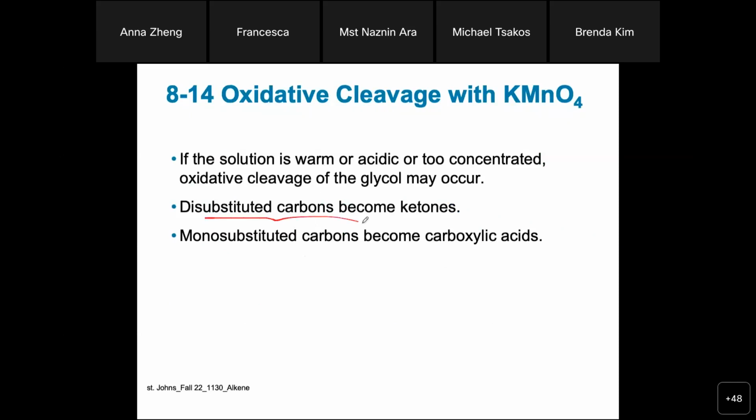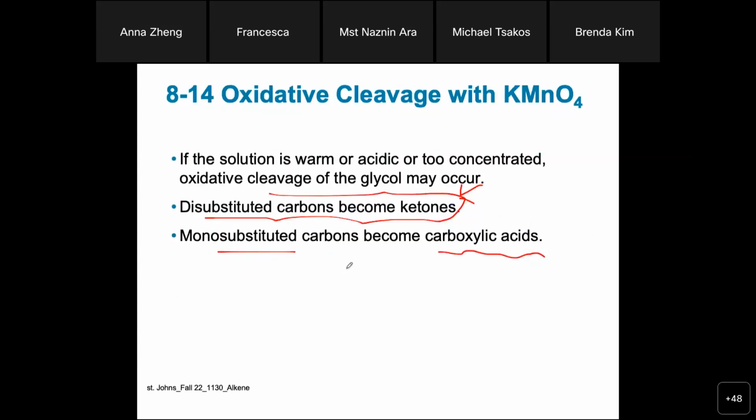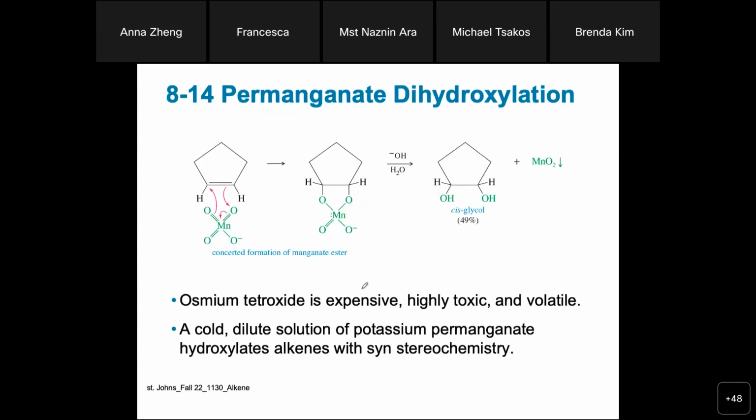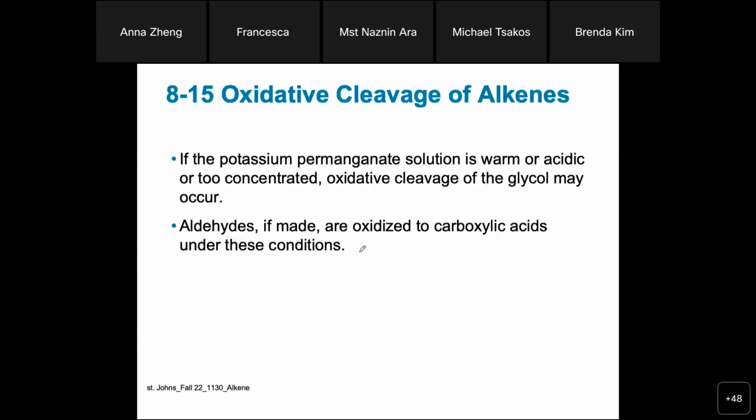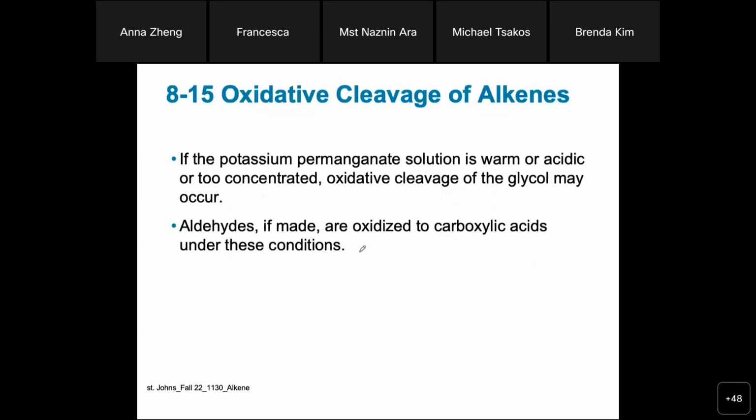This is to be understood: if it is a disubstituted carbon, then the product will be a ketone, and if it is a monosubstituted carbon, the product will become a carboxylic acid. So this is the kind of thing to see. Here, actually, we have a similar example: oxidative cleavage of an alkene.